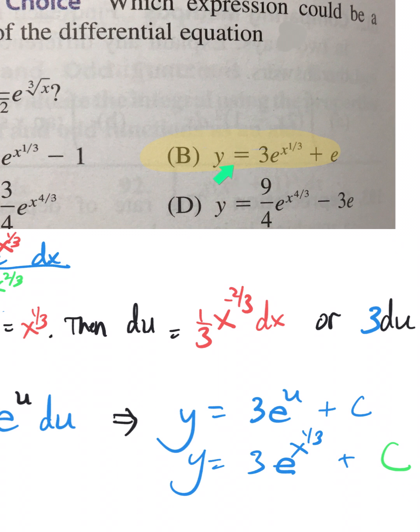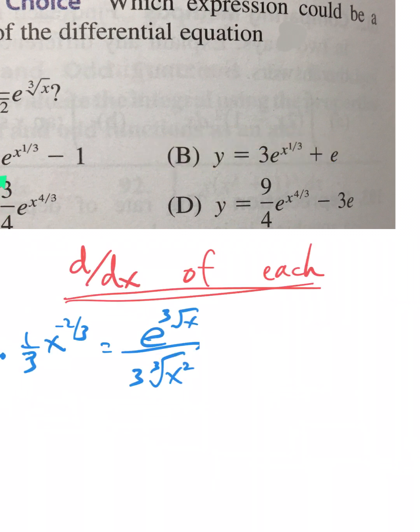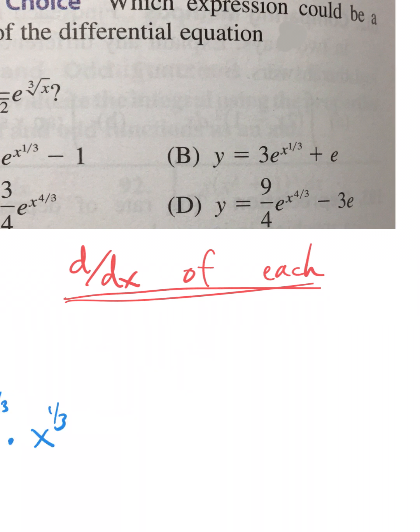Alright, what is another way we could have done this problem? If we take the derivative of part A, then we have e to the x to the 1/3 multiplied by 1/3 x to the negative 2/3, which means we have e to the x to the 1/3, or e to the cube root of x, over 3 times x to the 2/3. And there's no 3 factor in this denominator, so it's not choice A. The derivative of 3/4 e raised to the power of x to the 4/3 is this, which is not at all like what we have.